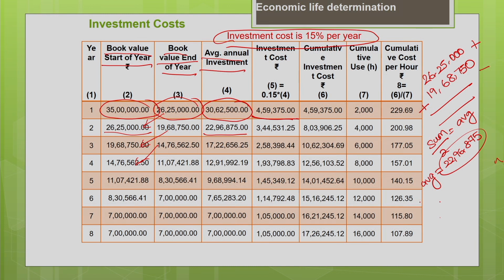For this you calculate the investment cost. So, investment cost is nothing but 15% of the average book value, 0.15 multiplied by 22 lakh 96,875. So, this gives me the investment cost as 3 lakh 44,531.25. So, this is your investment cost for the second year. Okay. So, like this you can calculate the investment cost for all the years.